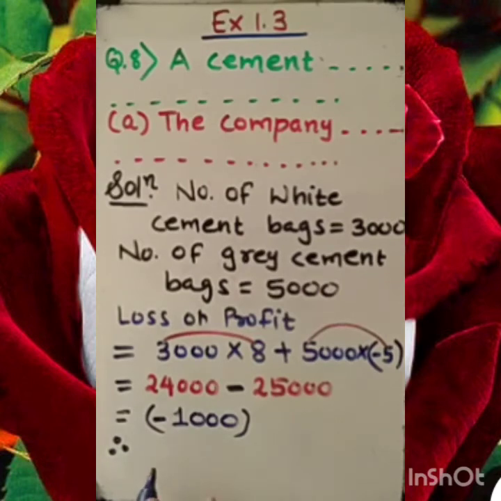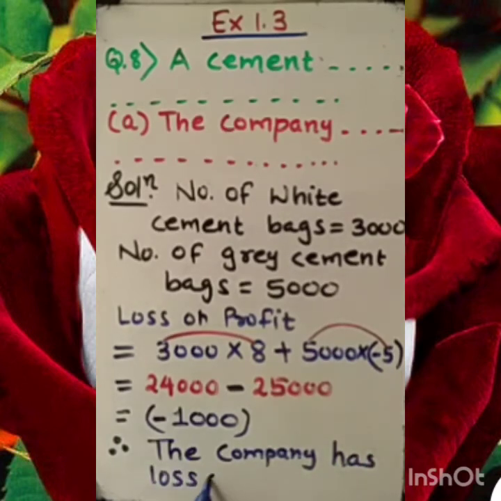So finally, what is its profit or loss? Of course, the answer is coming negative. So we need to write: the company has a loss of rupees 1000, because this minus sign indicates the loss. Okay, so this is the first part.